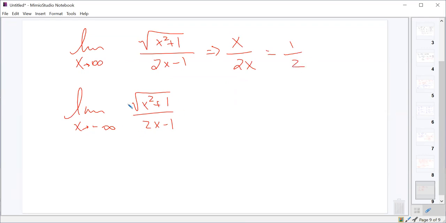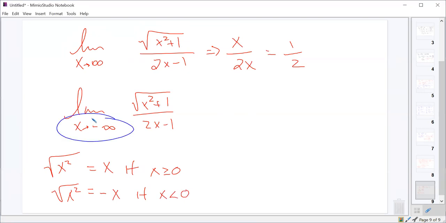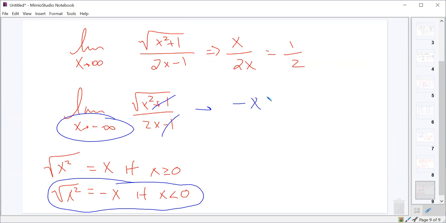But over here with this one, we have to remember that the square root of x squared equals x only if x is greater than or equal to 0. The square root of x squared is the opposite of x if x is less than 0. And since the limit that we're looking at here is approaching negative infinity, our x values are negative. So this is the case we're talking about. As that plus 1 becomes insignificant, just like the minus 1 does, instead of the square root of x squared, we simplify it to negative x over 2x. Then the x's cancel, and you end up with negative 1/2.